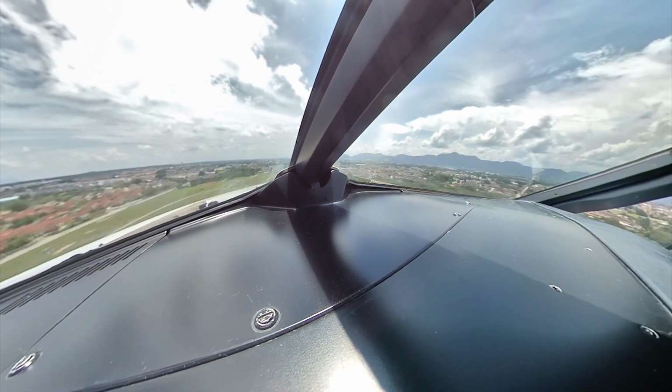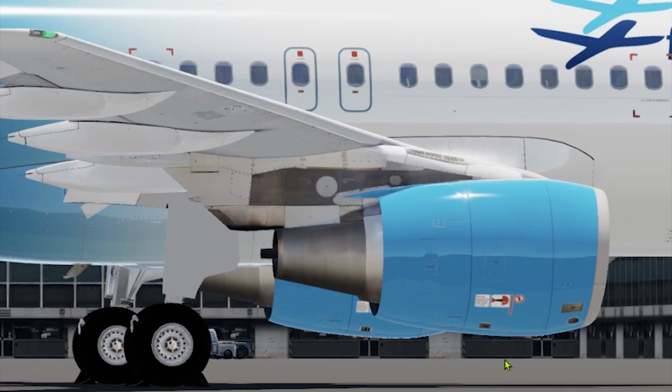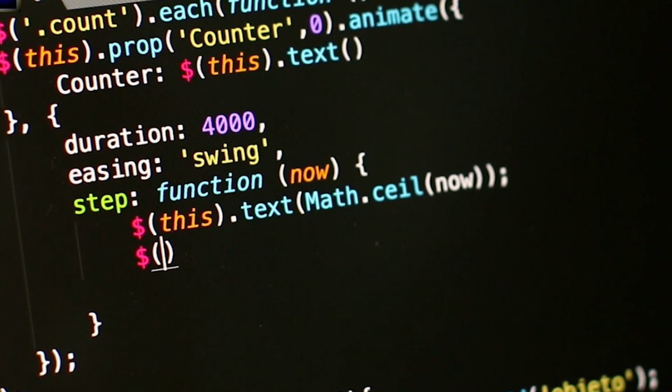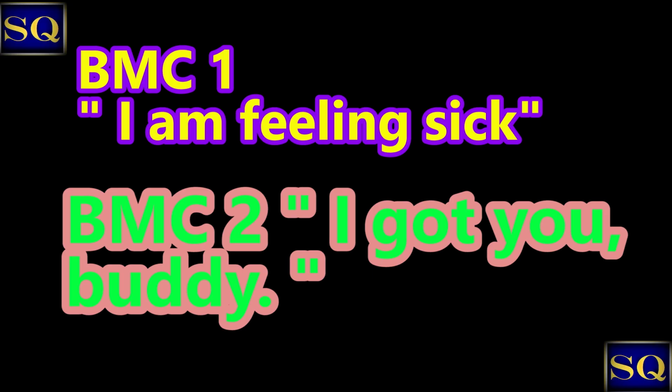Where do we get this air from? Number 1, we get it from the engine bleed systems, and number 2, from the APU. The computer controlling the bleed system is called the bleed monitoring computer, or BMC for short. As usual, we have 2 computers for redundancy.